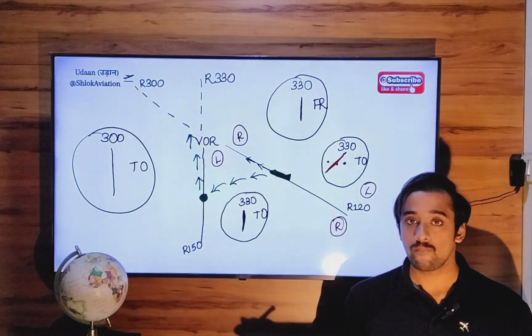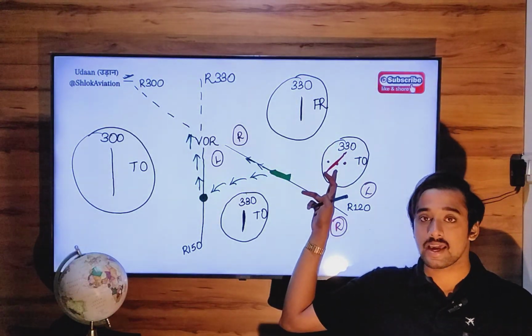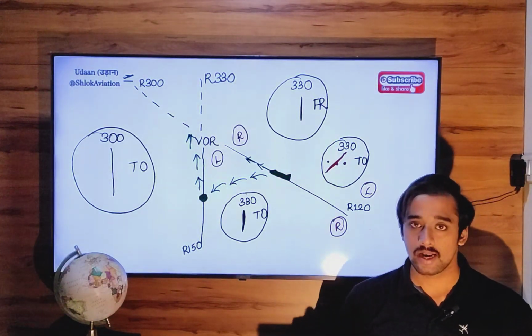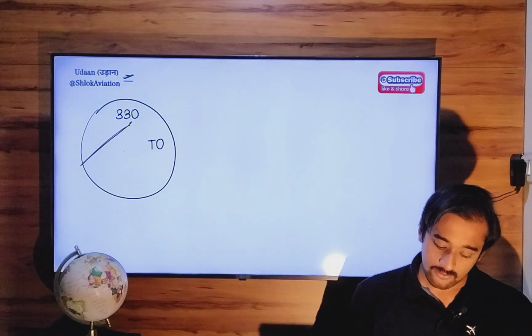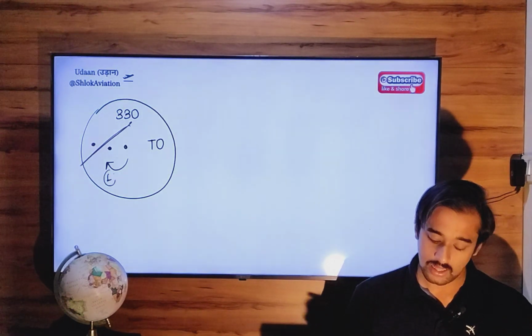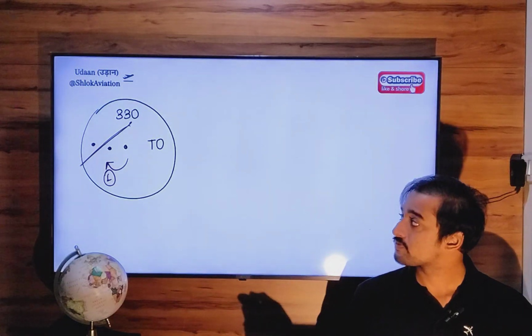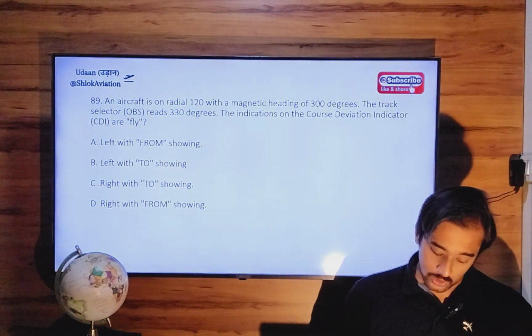So therefore it's very important that you put the correct OBS setting to get the correct indication or normal sensing indication. So the CDI needle will go to the left hand side asking you to fly left or turn left. Let's go to next question.